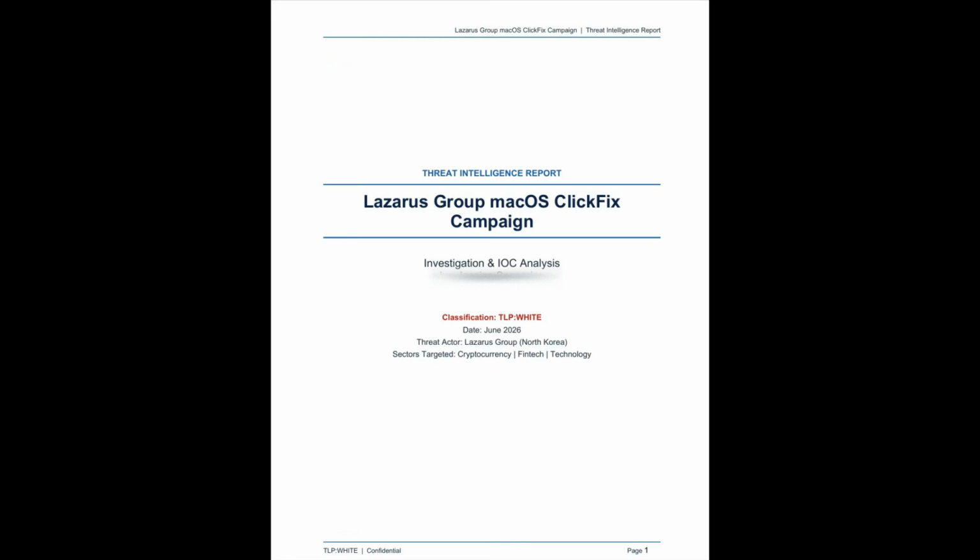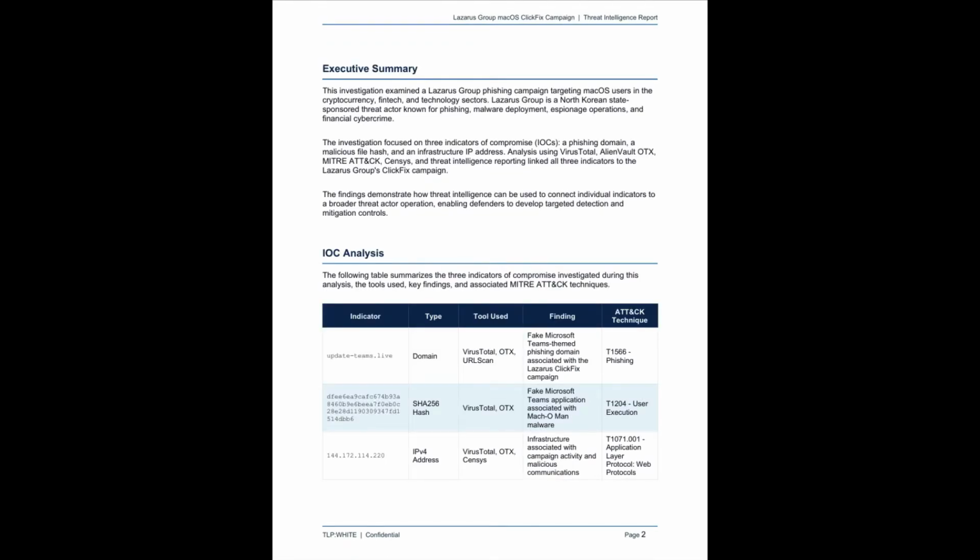Finally, I created a report for this investigation. In this project, I investigated a Lazarus Group campaign targeting macOS users through phishing and social engineering techniques. Using VirusTotal, AlienVault OTX, MITRE ATT&CK, Censys, and other threat intelligence sources, I analyzed a phishing domain, a malicious file hash, and an associated IP address.